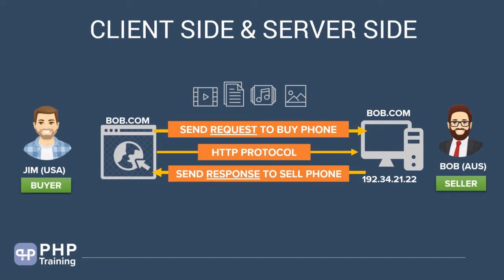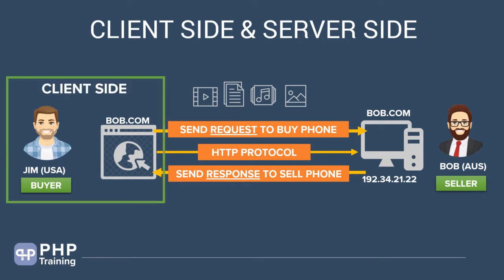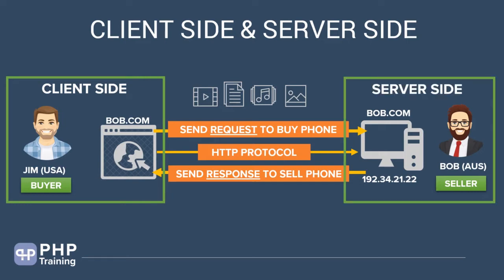And then the transaction between Jim and Bob happens. Jim can agree to whatever images he's been shown, and then he can agree to pay the price via the payment method that Bob is offering. Once he pays, Bob will transfer that phone to Jim. So in this transaction, Jim is client side. He is initiating the request. He is the one who is sending the request, and Bob is server side, who is hosting the details and who is responsible for sending the response.